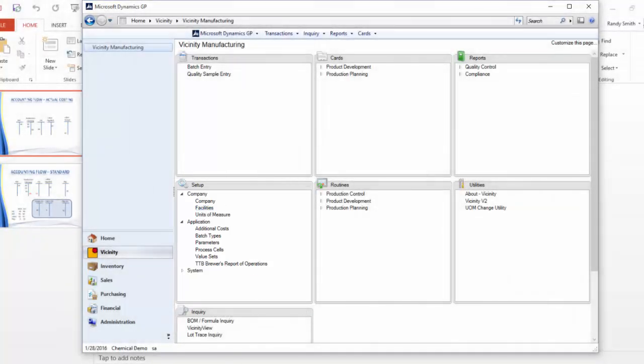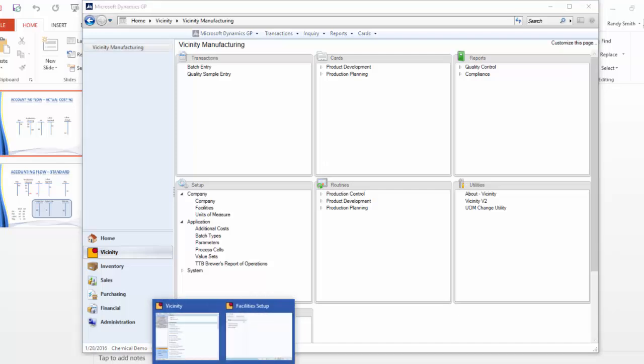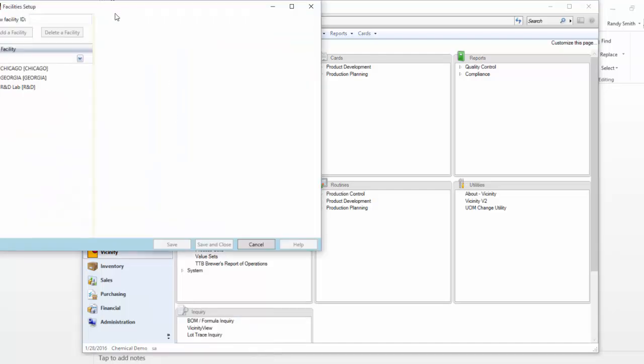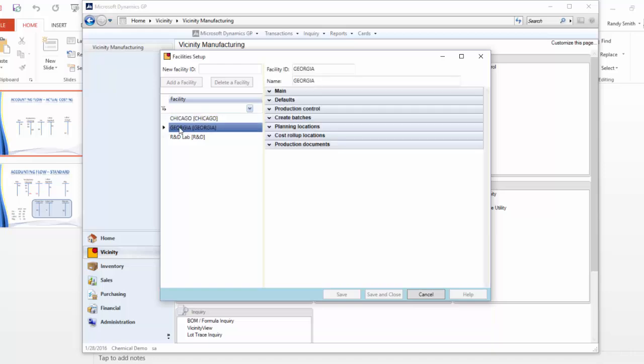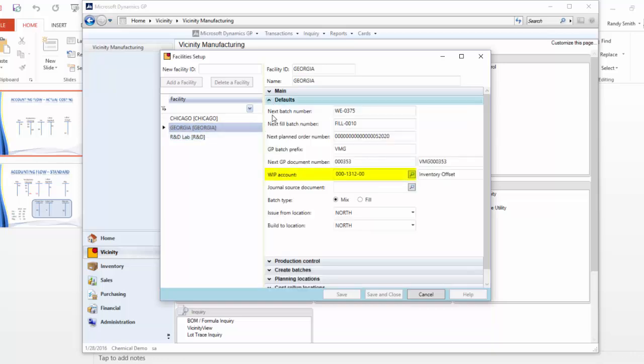I've got a Georgia and an Atlanta or Chicago facility. I'm going to focus in on the Georgia. My batch ticket is going to be focused on Georgia, and the WIP account or the production clearing account is found right here. So this is going to be that offset that we've been talking about so far.